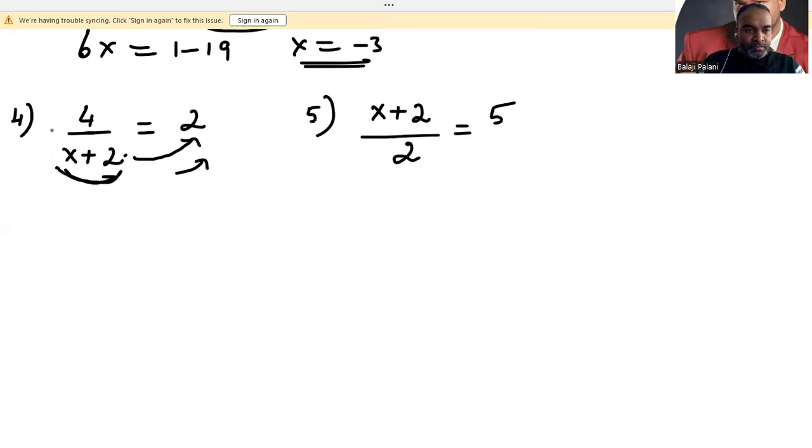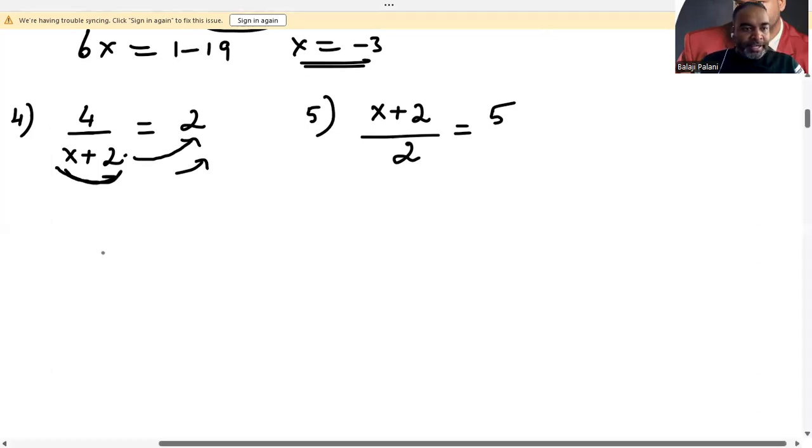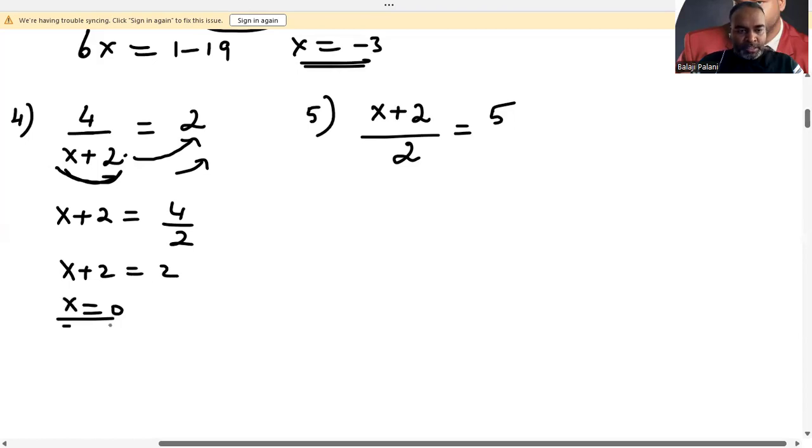So you can rewrite this as, see again, x plus 2 right side ponalum, I am writing it as x plus 2 on the left, 4 by 2. This 2 is getting interchanged to the denominator. Yeah, the ultimate x கண்டுபிடிக்கும். So x plus 2 is equal to 2, x is equal to 0 is the answer.